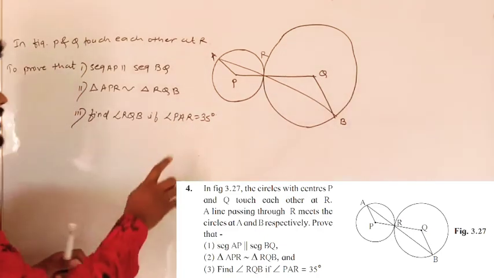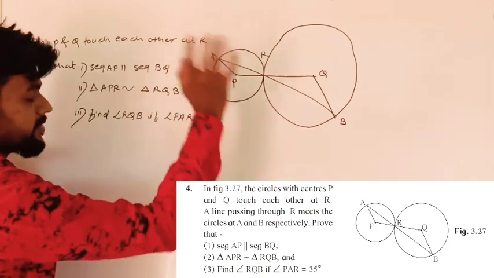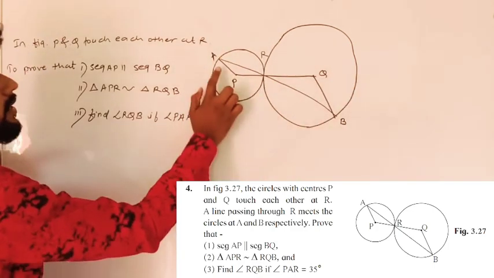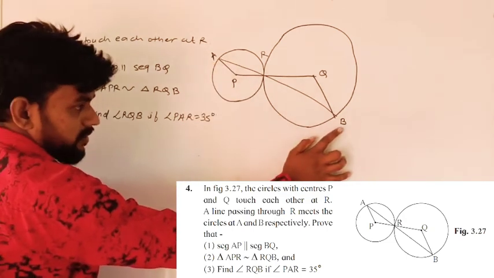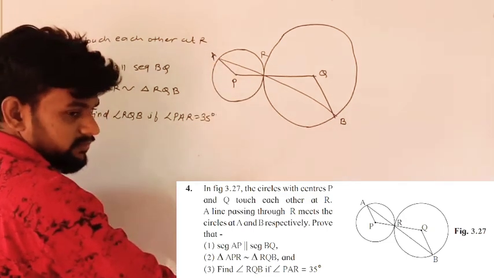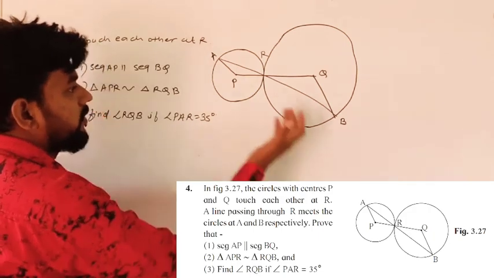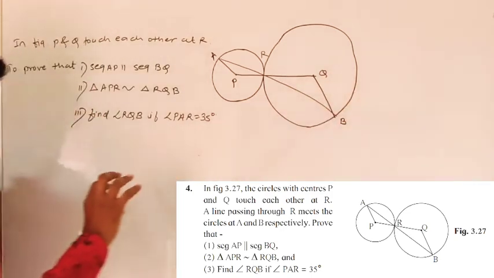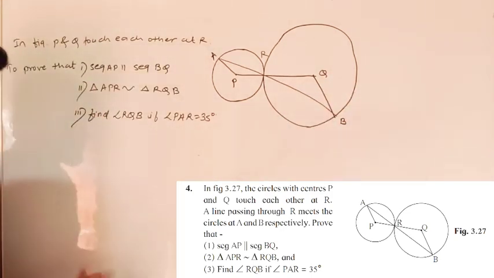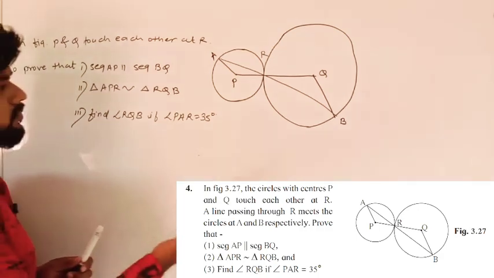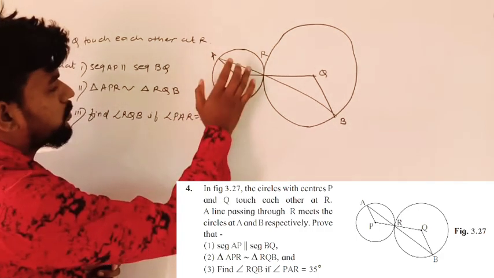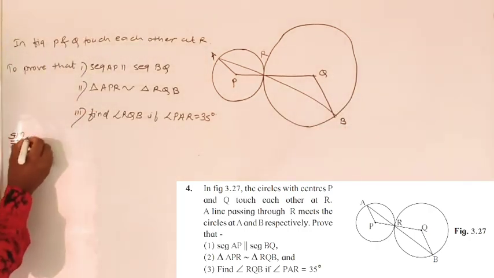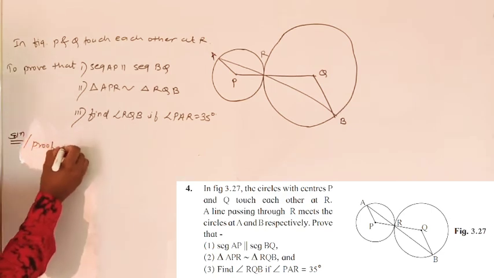So first of all, we are interested in finding angle A, angle Q, angle P, angle B. If we show that angle A is congruent to angle B, then the solution is done. Or if angle P is congruent to angle Q, then also the solution is done. So first of all, how do we know about angle A and angle B? Listen here. This is the solution, or we can say the proof.